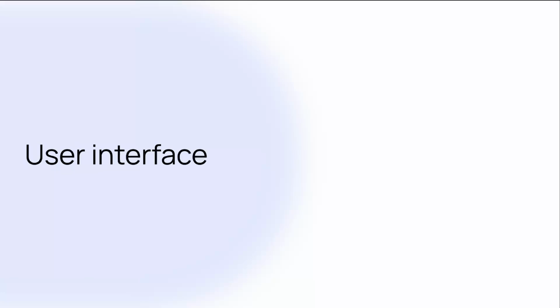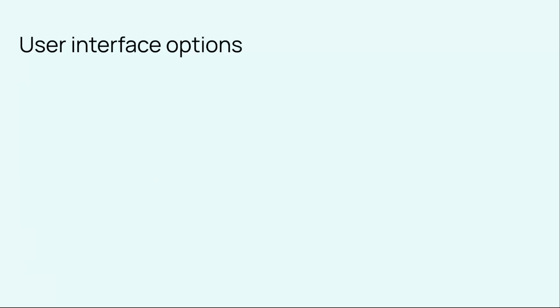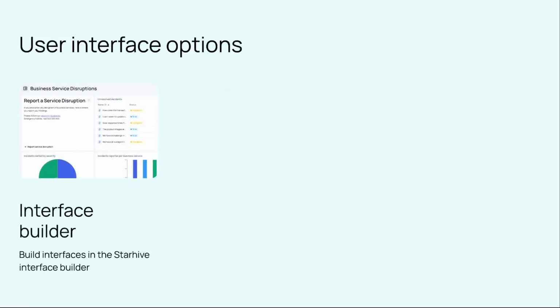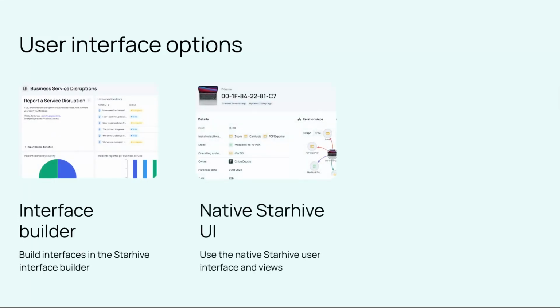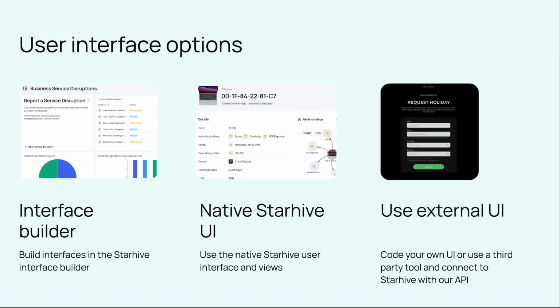Finally, we want to build a user interface for our task management app so people can add tasks and work on them. Here you have multiple choices. You can use the Starhive interface builder. You can use the native Starhive UI and actually work in the data. Or you can create an external user interface in code or any other tool and then connect it to Starhive using our API. Or alternatively, you can use a mix of all three, whatever you need for your app.